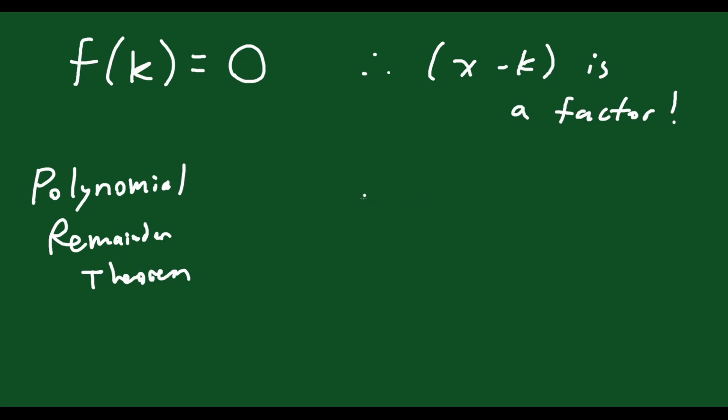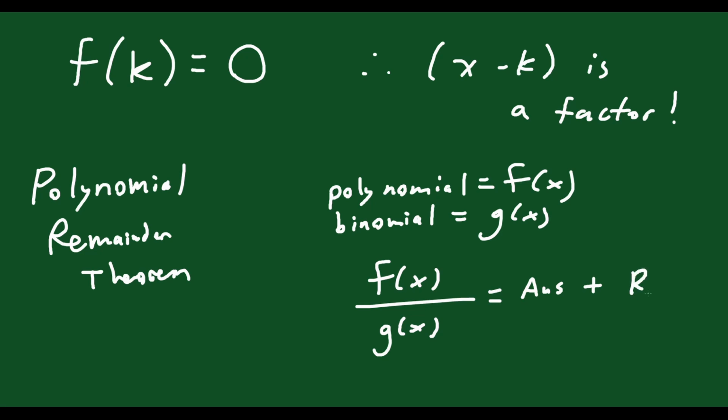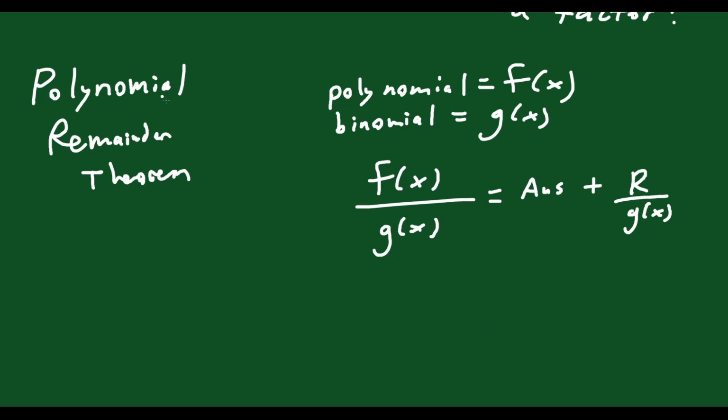If you have a polynomial, and the polynomial is f of x, and you do f of x divided by some binomial, and the binomial is g of x, you get some answer plus a remainder over g of x, right? That's usually how this works. You divide two things, you get an answer plus a remainder over this. We covered that in our division video. Now, there's a way to find this remainder without going through all this trouble of actually dividing, and that's using the polynomial remainder theorem.